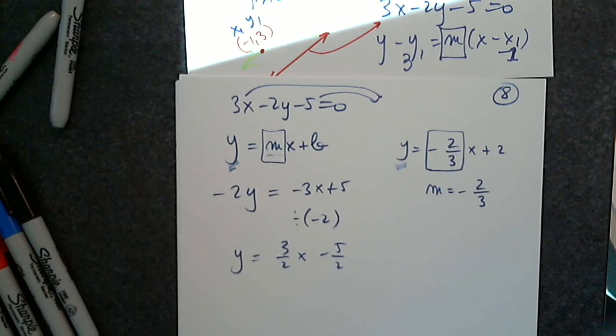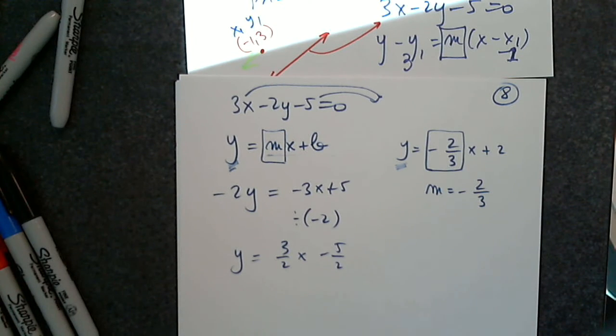Wait, why is it -2y? When I move a term from one side, oh, it's negative 2y because it's negative 2y. It was given to us like that. Oh, okay, sorry. So that's okay. So 3x moves to the other side, it's negative. So then we divide both sides by negative 2. So negative 3 divided by negative 2 is 3/2. Negative 5 divided by negative 2 is negative 5/2.